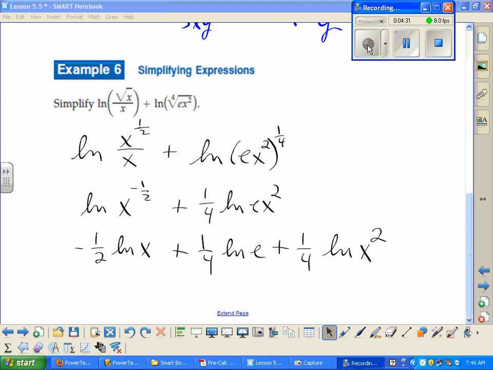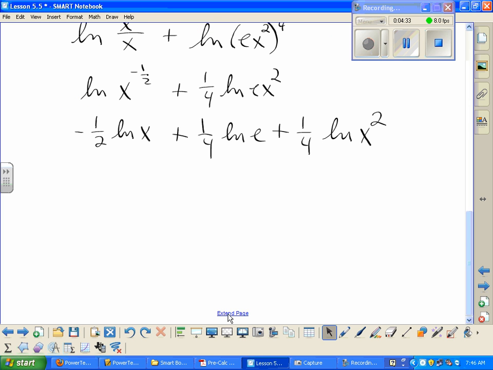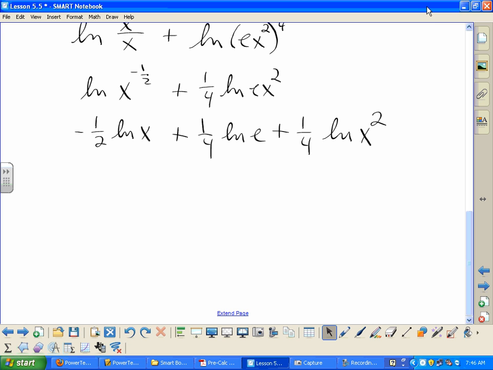Okay, now we are going to bring the 2 in the x squared part, we're going to move that to the front also. So we're going to continue to rewrite everything we got here. So you've got negative 1/2 natural log of x plus 1/4 natural log of e plus, now when we bring the 2 to the front, we multiply 2 times 1/4, we're going to get 1/2 natural log of x.